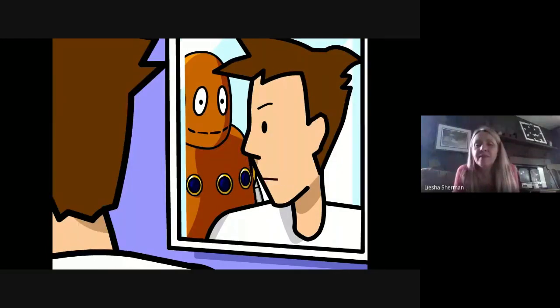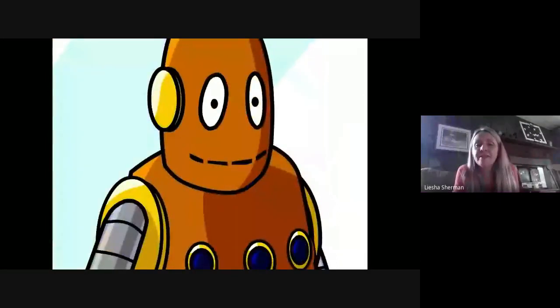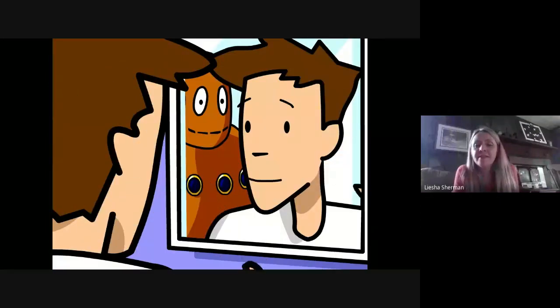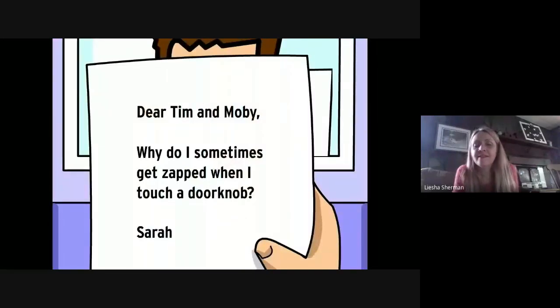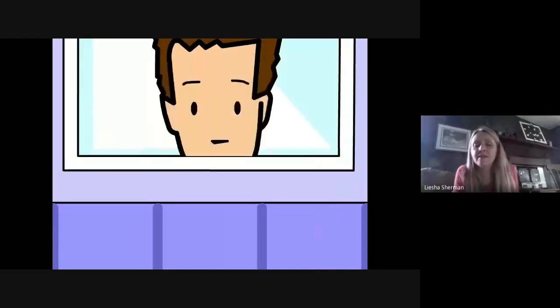Ow, why'd you do that? Oh, thanks, I guess. Dear Tim and Moby, why do I sometimes get zapped when I touch a doorknob? From Sarah. That's an example of static electricity.